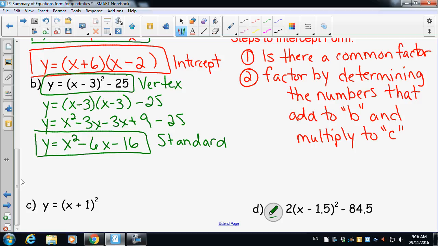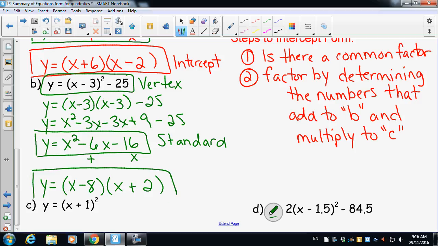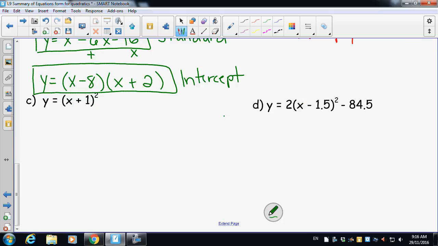Then to get my intercept form, I need my standard form factored. So I'm looking for what multiplies to get negative 16 and adds up to get negative 6. The better you are with your times tables, the quicker you're going to figure out that it's 8 and 2. And 8 needs to be negative to add up to negative 6. And one of them has to be negative to multiply to get a negative answer. So our last step is our factored or intercept form. Two more and then we're going to take a look at those answers.